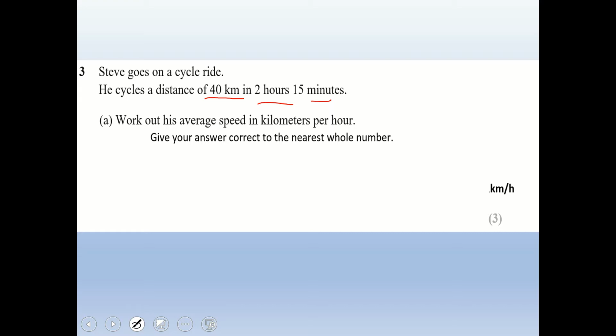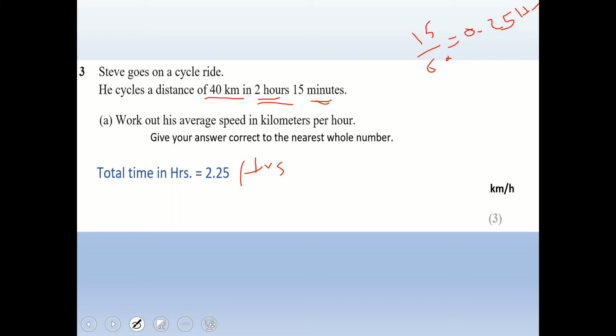Now we have mixed units of measure for time, hours and minutes. So we have to convert 15 minutes into hours by dividing 15 by 60, which will give us 0.25 hour. We can use the calculator for this division. So the total time will be 2 plus 0.25, which equals 2.25 hours.